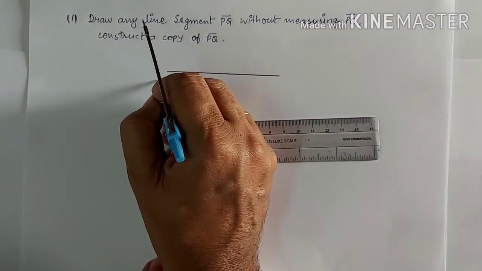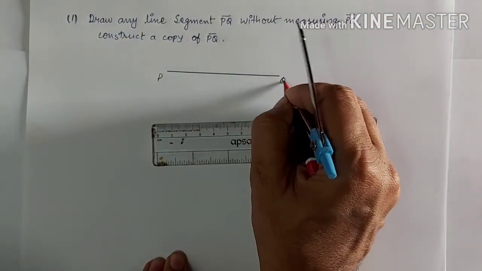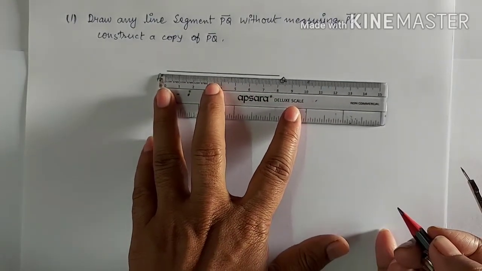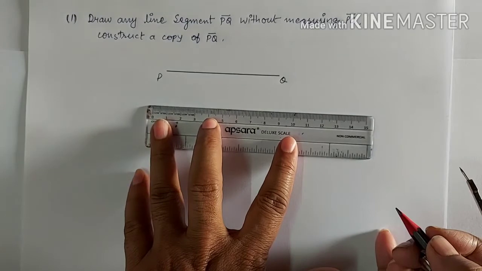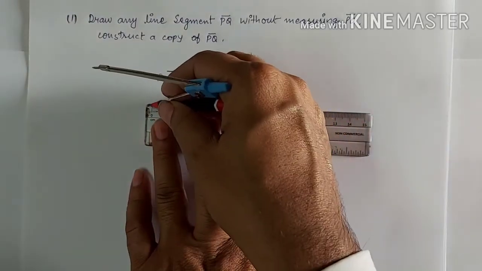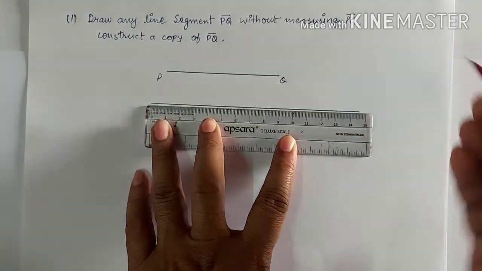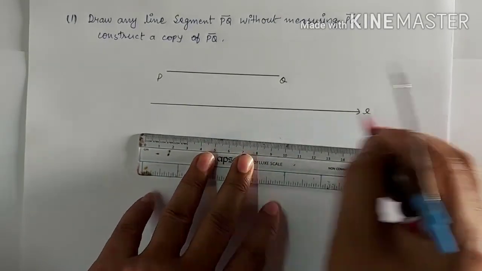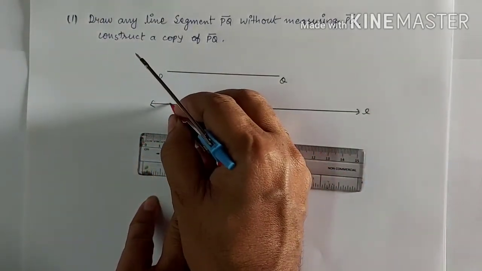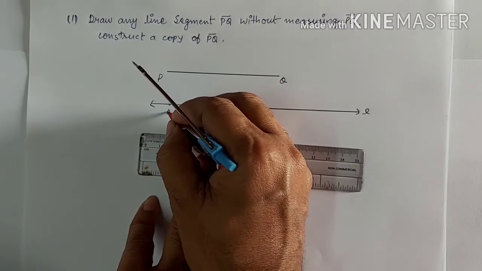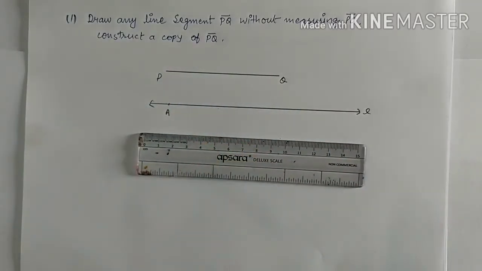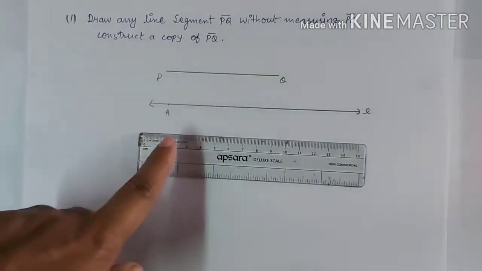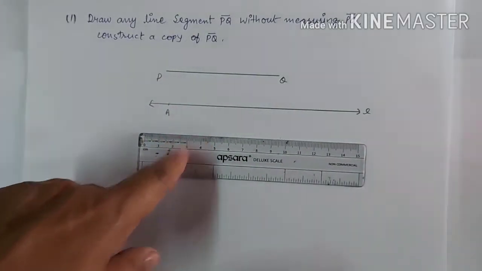Okay, this is the line segment PQ, and without any measurement by the ruler you have to draw another line segment, a copy of PQ. So first we draw a line L and mark a point A, and your construction is now to copy line segment PQ on the line L.